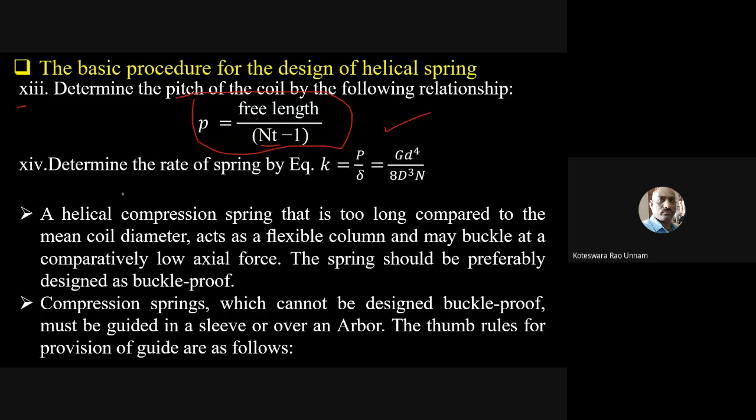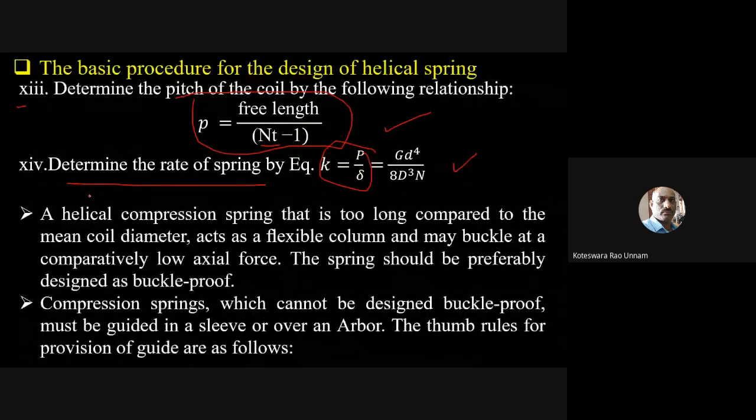Finally, once you have calculated all these things, you can determine the spring rate, or spring stiffness, which is nothing but P by delta, given as d power 4 by 8 D cube n. So this is going to be the final parameter in your design. Like this, in these 14 steps, you need to design your helical spring.